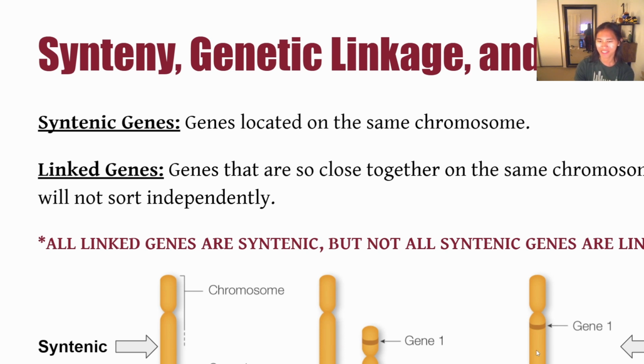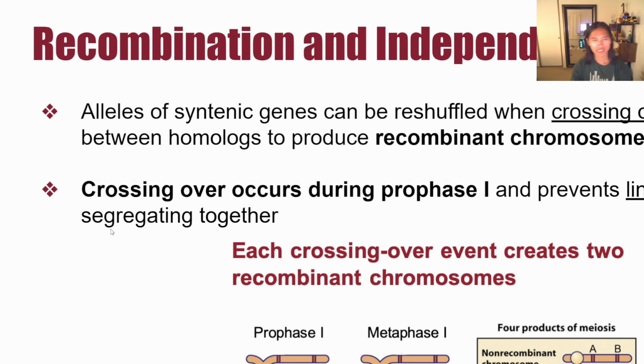They will sort independently. Alleles of syntenic genes can be reshuffled when crossing over occurs between homologs to produce recombinant chromosomes. Crossing over occurs during prophase I and prevents linked genes from segregating together because they're just too close and can't be separated, or are less likely to be separated. Each crossing over event, as seen over here, is going to create two recombinant chromosomes. As we can see, this crossover event occurs between A and B over here, creating two recombinant chromosomes once these chromosomes are detached from the other chromosome over here.